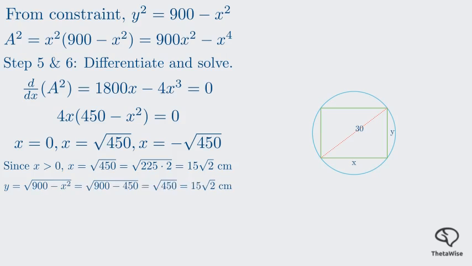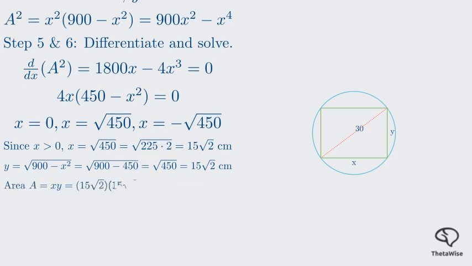Now we find y, the square root of 900 minus x squared. That's the square root of 900 minus 450, which is the square root of 450. So y is also 15 times the square root of 2. It turns out the rectangle with the largest area is a square. The question asks for the maximum area. Area equals x times y. This gives us 15 times root 2 times 15 times root 2, which equals 225 times 2, or 450 square centimeters.